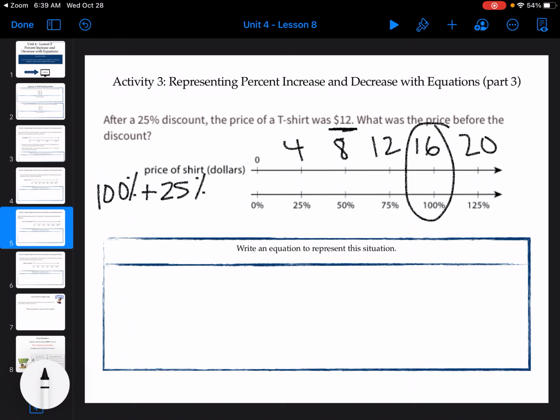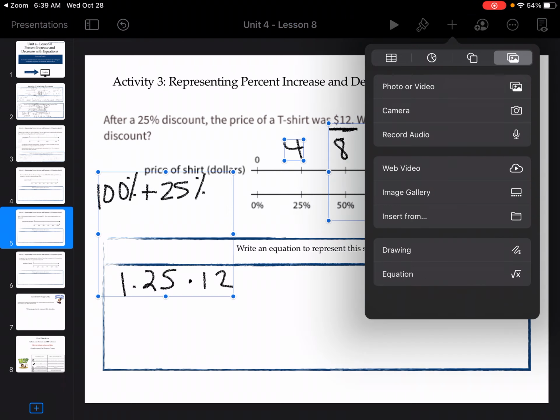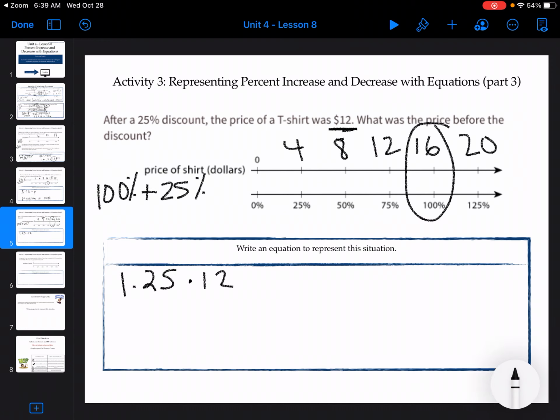So I'm going to check it in my calculator, make sure this works. Yep. So we end up with 1.25 times 12. That's not going to work because that only gets me 15. So let's try again. So we don't want to add 25%. So let's think of what else we could do, because we're trying to get to 16.